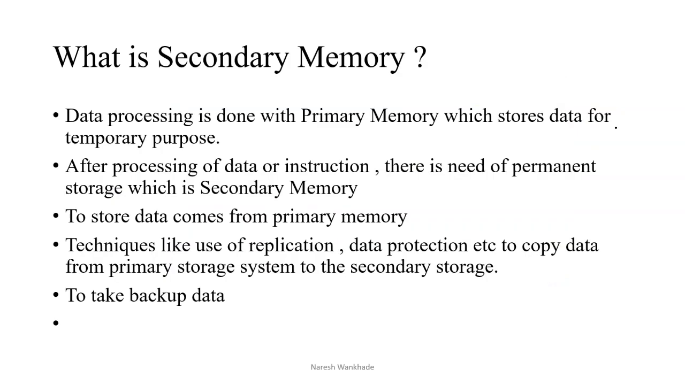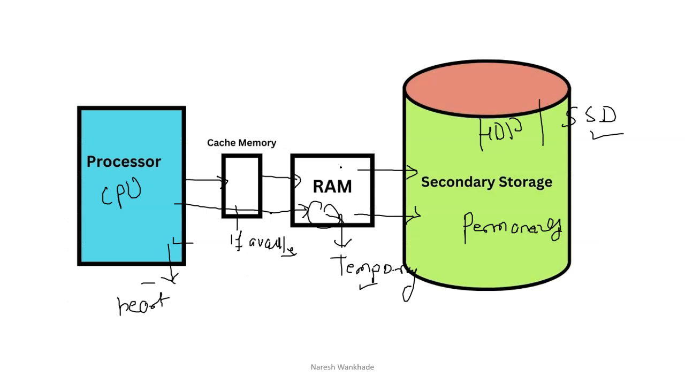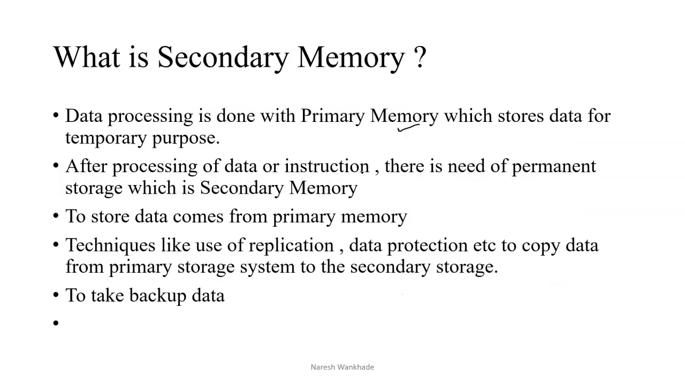So what is secondary memory? I have just told you in the graphical representation that data processing is done with primary memory, which stores data for temporary purpose. Here you can see the primary memory is located between the CPU and the secondary storage. This is primary memory, that is known as RAM, random access memory. And after processing of data or instruction, we need some permanent storage. That permanent storage is nothing but the secondary memory. So in case of computer, it is hard disk drive or SSD, that is solid state drive we are using these days.